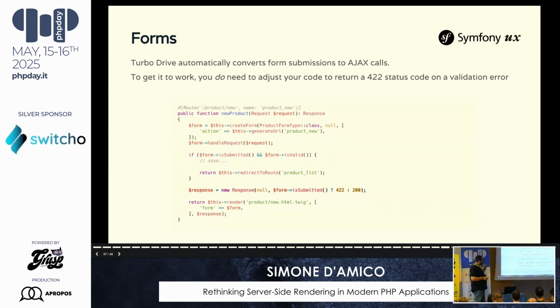The only difference is you have to pay attention to the status code that is returned, because Turbo.js automatically replaces the submission of the form with an asynchronous submission, but it relies on the status code to understand if there is a success or an error. And so the only thing you have to do is just change the status to 200 in case of success, 422 in case of error to the response, and that's it.